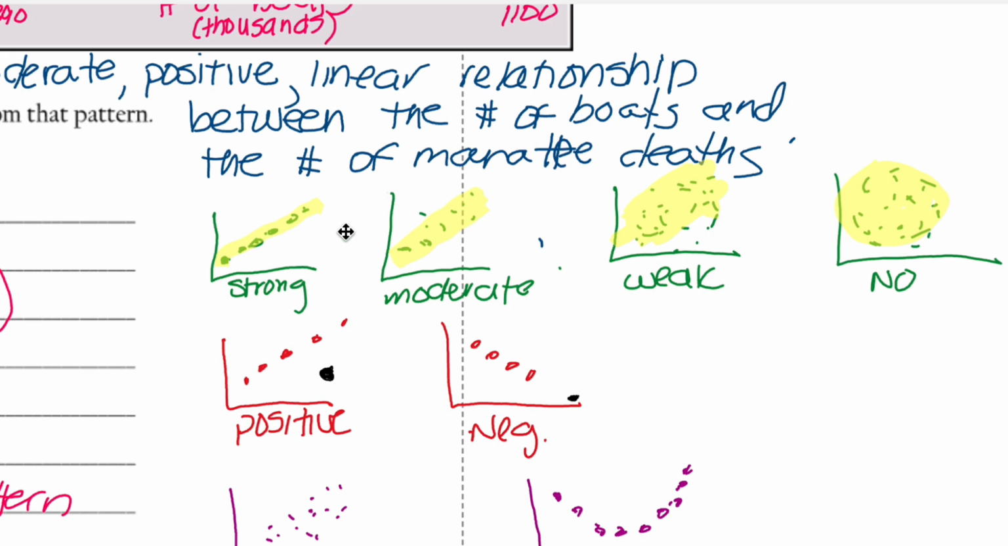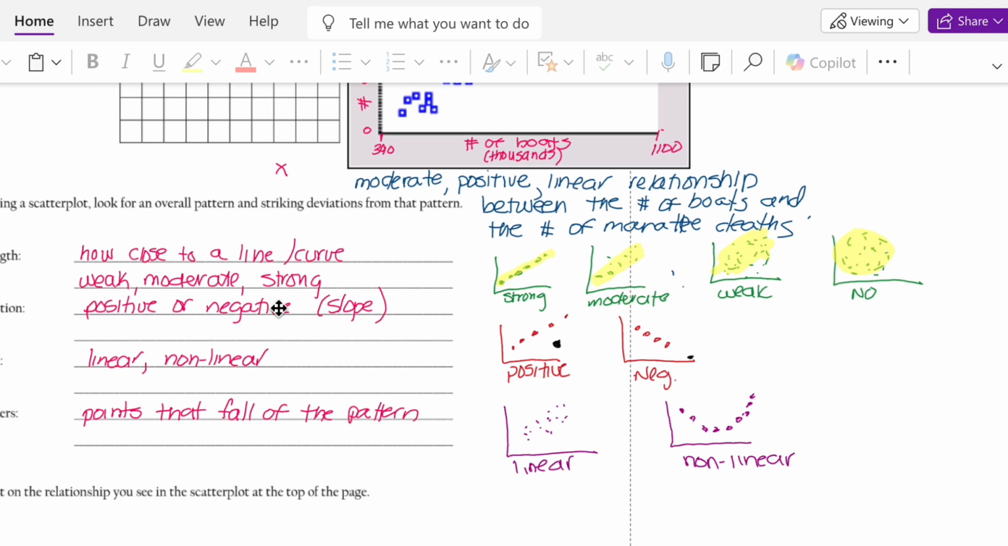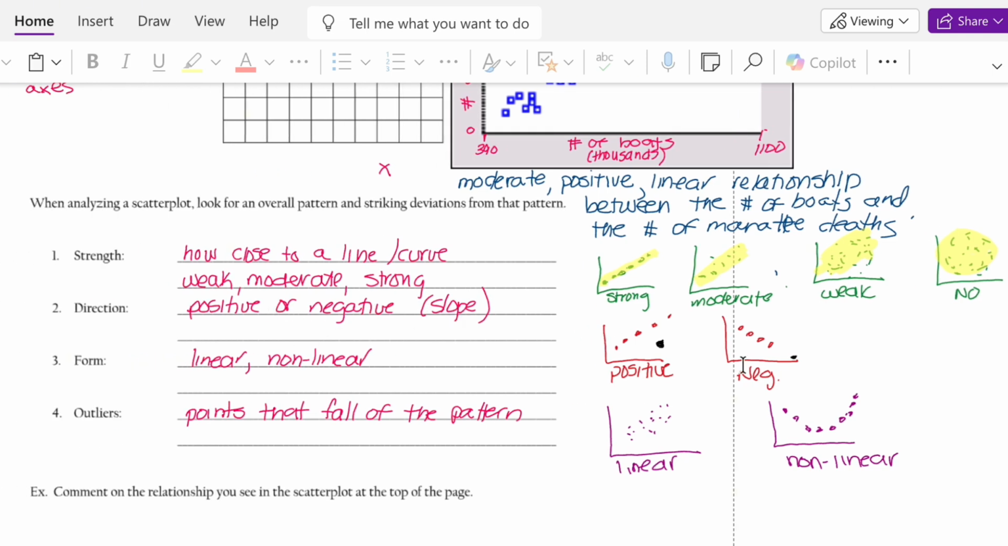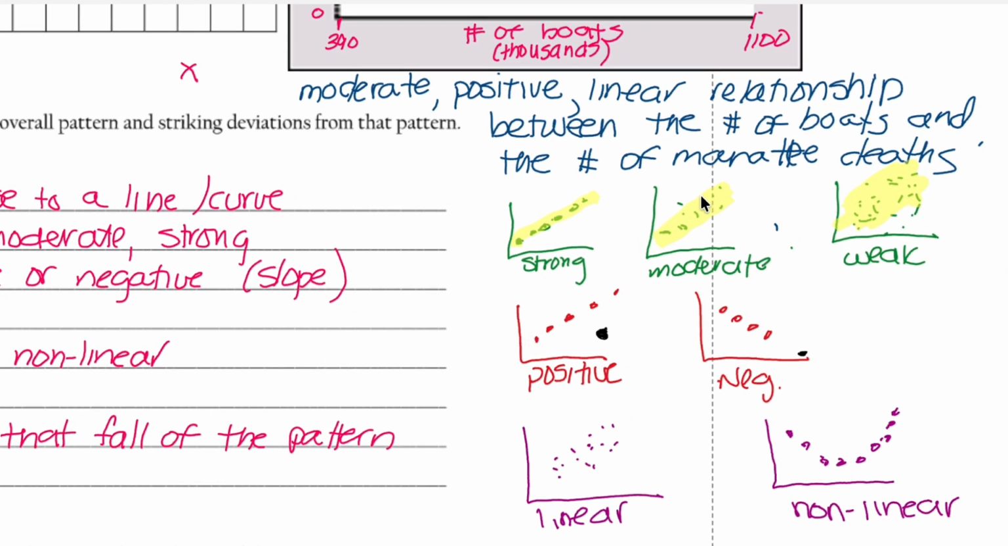If this stroke is pretty thick for you to shade all of the dots, then probably it's a weak or moderate relationship. If it's pretty thin or pretty easy for you to draw a straight line that covers all of the dots, then we have clear evidence to say it is a strong relationship. And think about the direction.